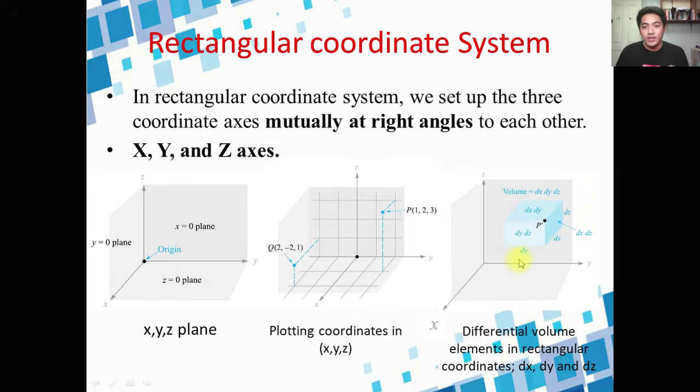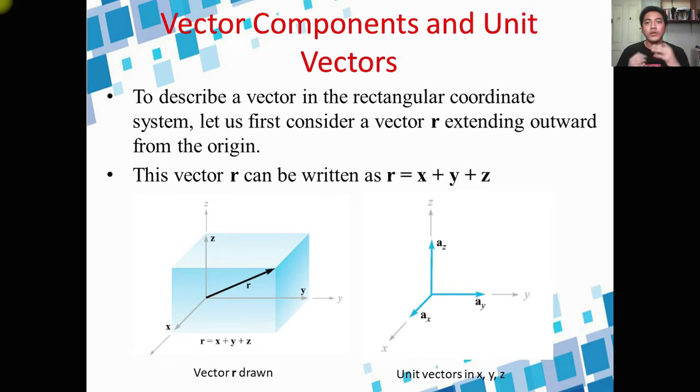And of course, the horizontal is dy. This line is dx because it corresponds to this. And dz is the height, which corresponds to the z axis. Okay? So, vector components and unit vectors.